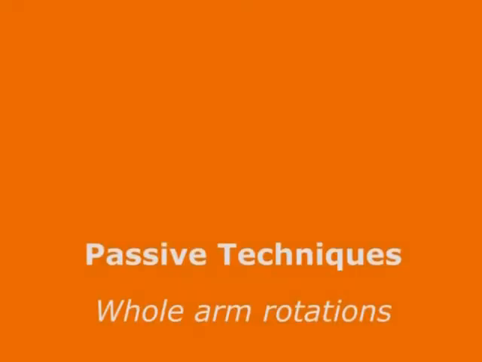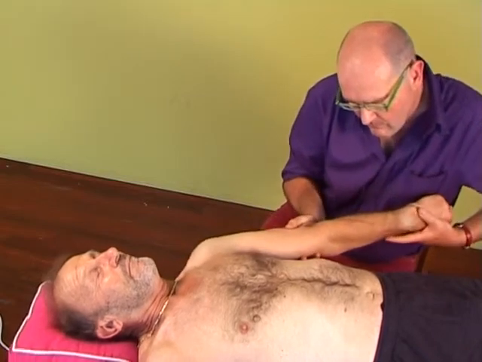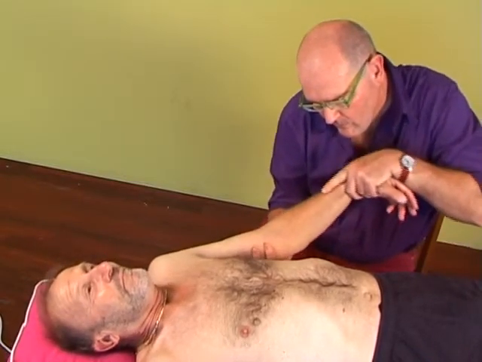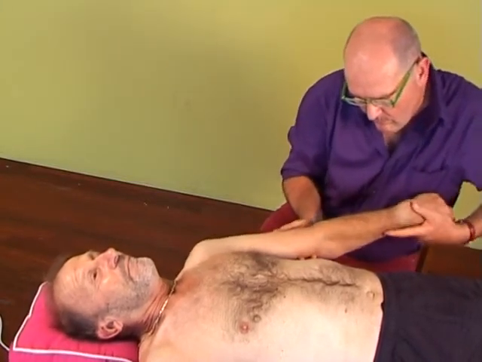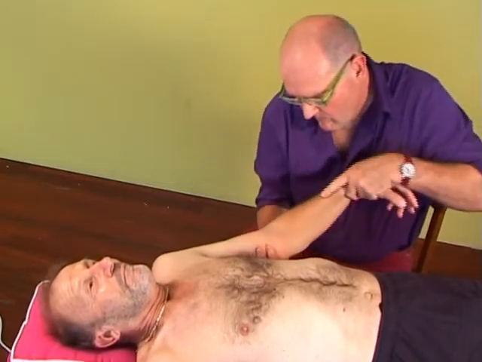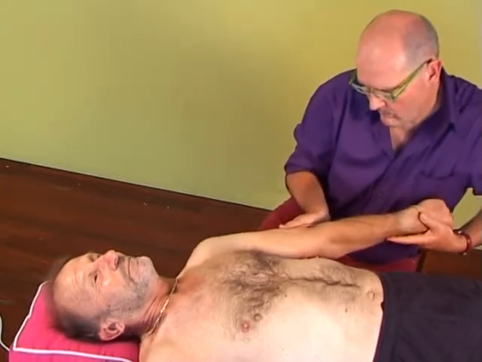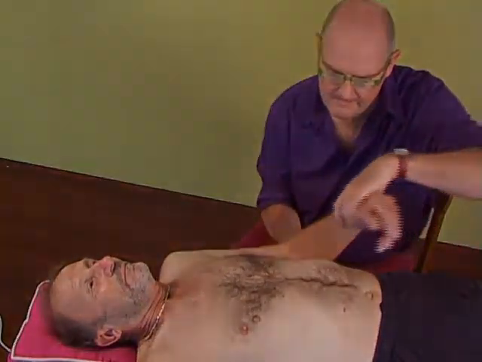Passive techniques. Whole arm rotations. Again, in the seated position, I have Dave's arm and I'm performing a total arm rotation, encouraging him to help me do the movement, and that may be appropriate at some of the later stages of radial nerve involvement in humeral fractures.